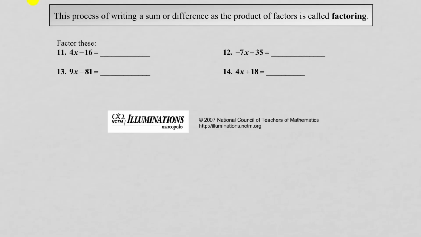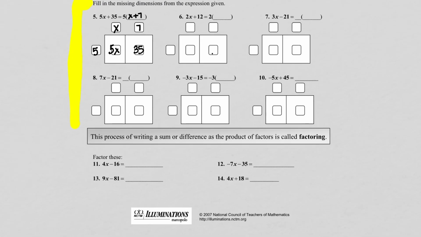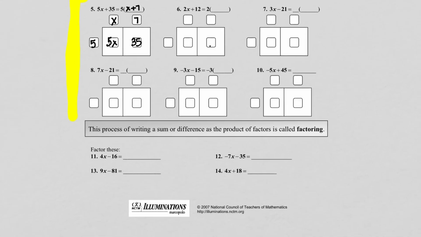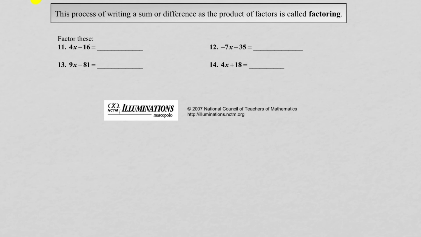And finally, the last little bit on this page, it says the process of writing a sum or difference as a product of factors is called factoring. So we did this up here when we wrote it this way. What we were really doing was factoring. That's what factoring is, okay? So let's do that down here. I'll do the first one with you, and then I want you to do the rest on your own. Here, what I'm looking for is if these were to be boxes.